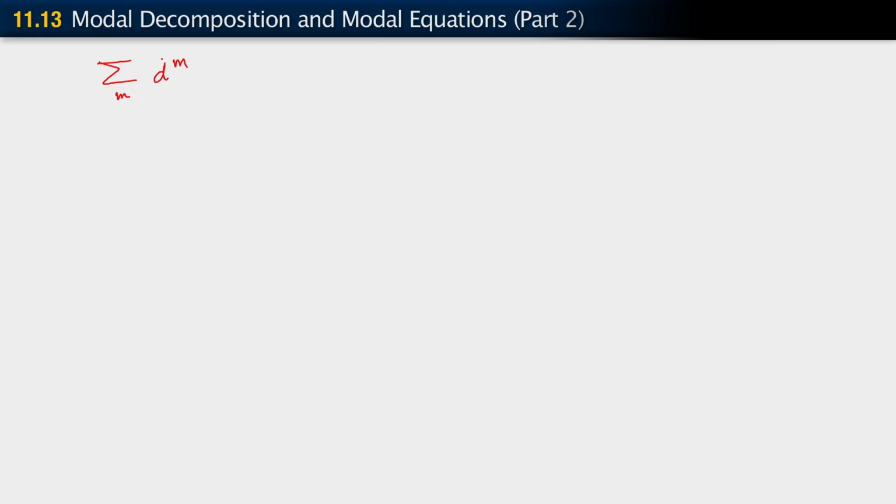So we know how this works out. We get for the first term sum over m d_m dot psi_L dot M psi_m, plus sum over m d_m psi_L dot K psi_m equals 0. All right.